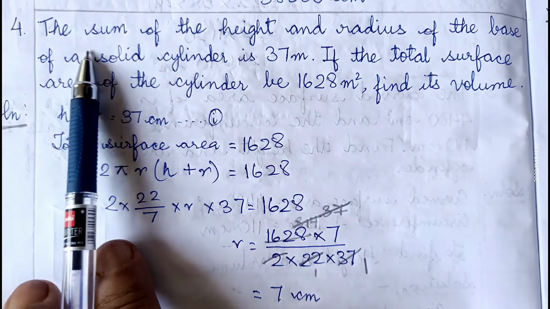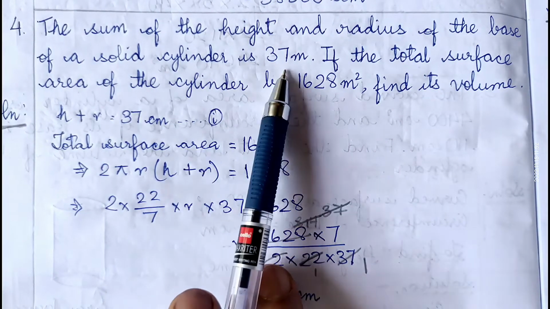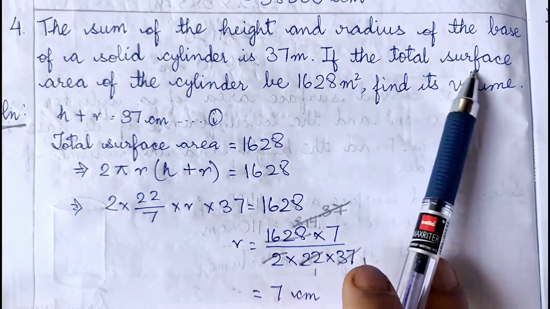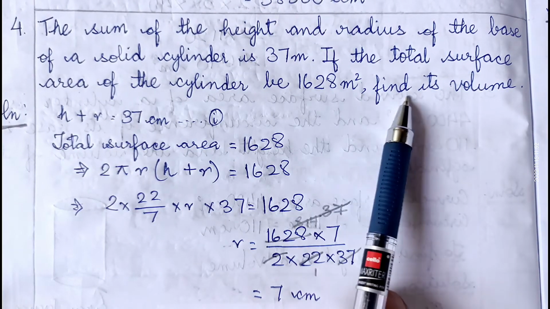Question number 4. The sum of the height and radius of the base of a solid cylinder is 37 meter. If the total surface area of the cylinder be 1628 meter square, find its volume.